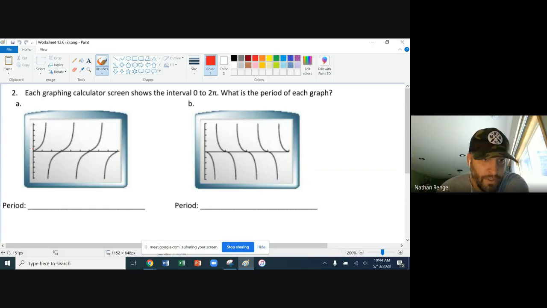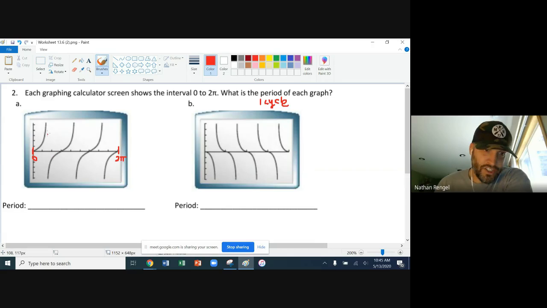So this would be like if I went into my window on my calculator, I put a 0 as my x min, I put a 2 pi as my x max. So that's my window I'm dealing with, 0 to 2 pi. What is the period of each graph? So with tangent, remember, period is still the length of one cycle. So we're talking about one cycle of that graph. How long does it travel in that one cycle?